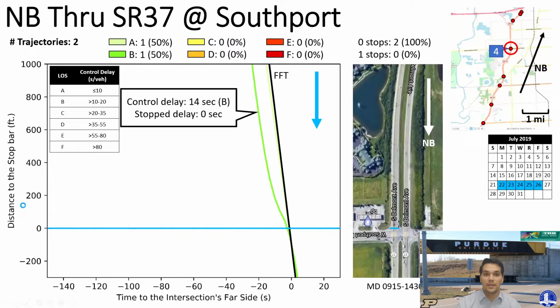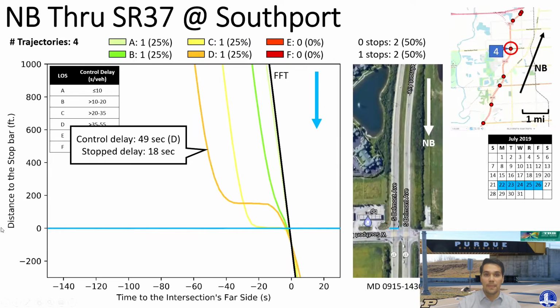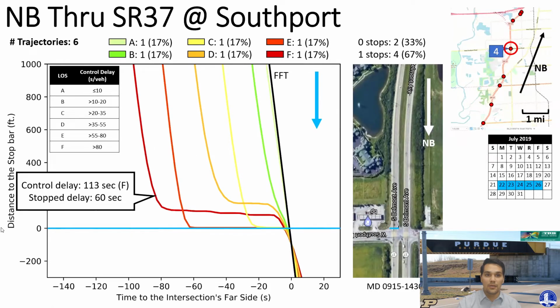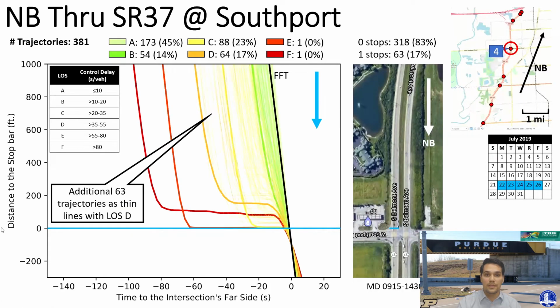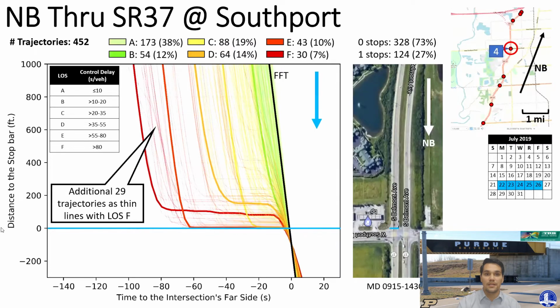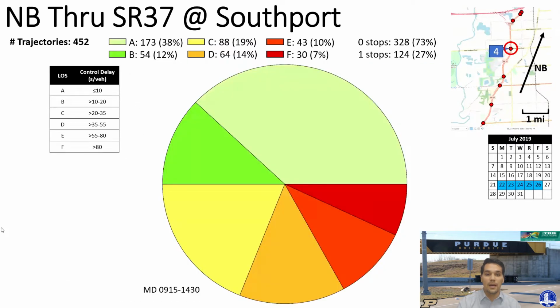Then we can keep doing this categorization with different other trajectories. And we can keep aggregating to fill the intersection for the time period that we're analyzing. At the end, we can have an overview of a specific traffic signal for the specific time of day. So in this scenario, we see that a significant amount of trajectories, 17% of them, have a level of service of E and F.